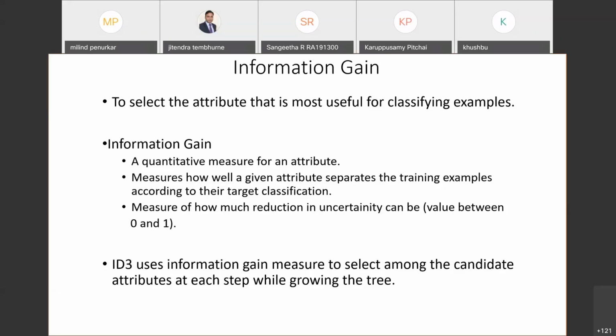So we have considered A as the best attribute, and I told you some best attribute will be chosen. But which would be that best? The best one is the one having the highest information gain. The ID3 algorithm uses the information gain to select among the candidate attributes at each step while growing the tree. So how would that be calculated?